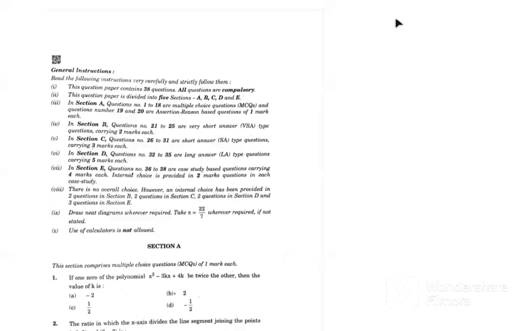So the first question was section A. It says, if one zero of the polynomial x squared minus 3kx plus 4k is twice the other, then the value of k is?